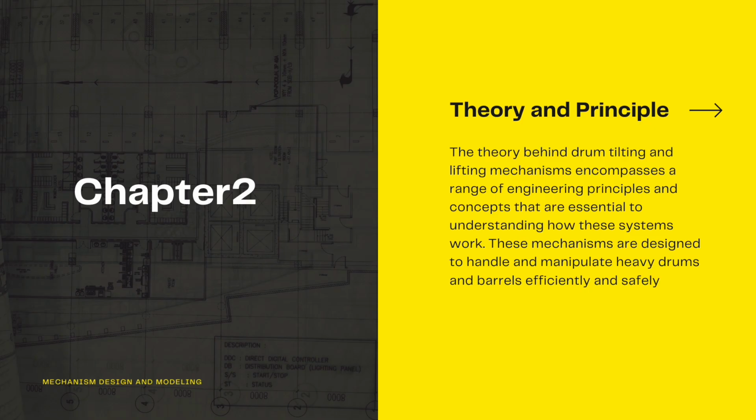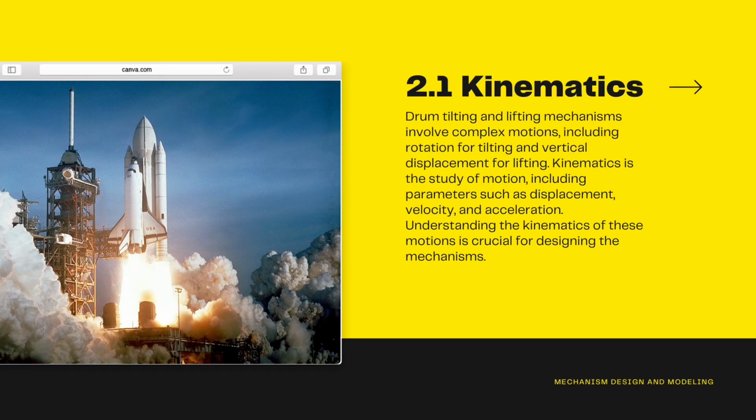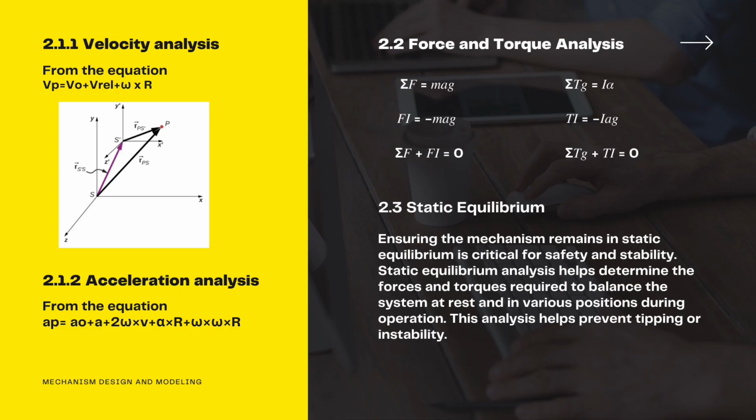The theory behind drum tilting and lifting mechanisms encompasses a range of engineering principles and concepts that are essential to understanding how these systems work. These mechanisms are designed to handle and manipulate heavy drums and barrels efficiently and safely. They involve complex motion, including rotation for tilting and vertical displacement for lifting. Kinematics is the study of motion, including parameters such as displacement, velocity, and acceleration. Understanding the kinematics of this motion is crucial for designing the mechanisms. The theory we derive from kinematics is velocity analysis and acceleration analysis.